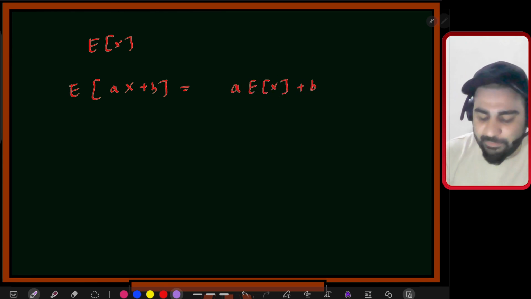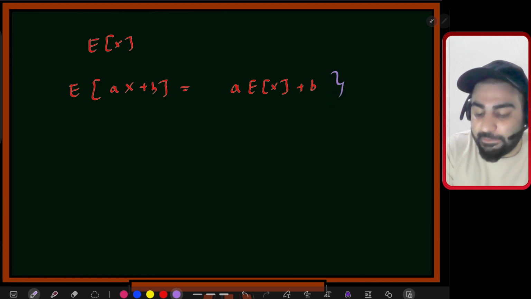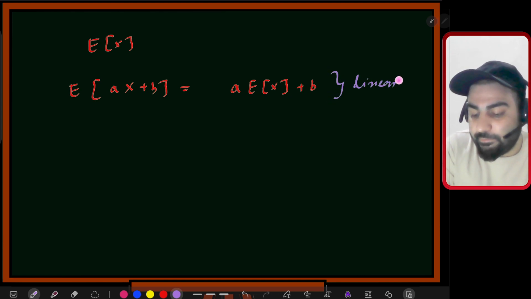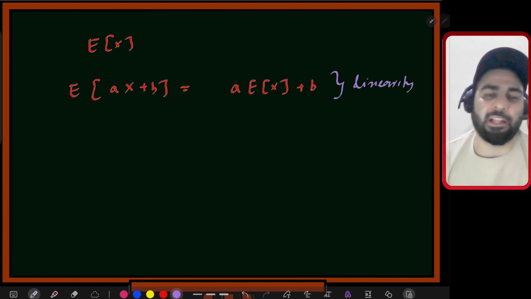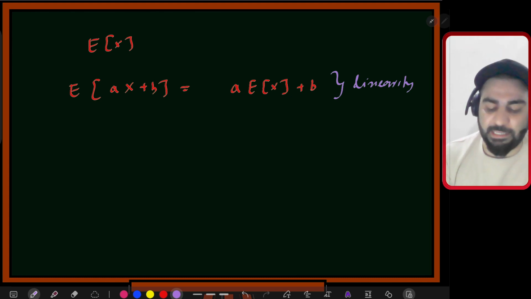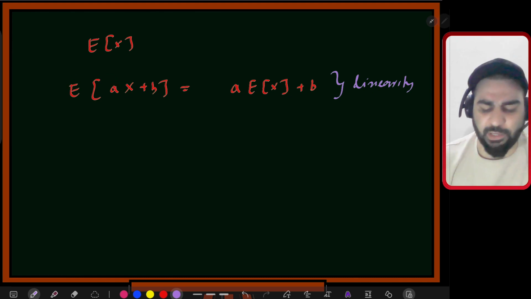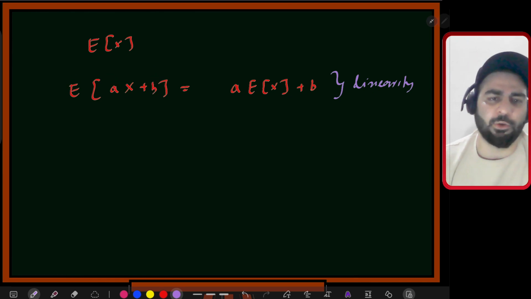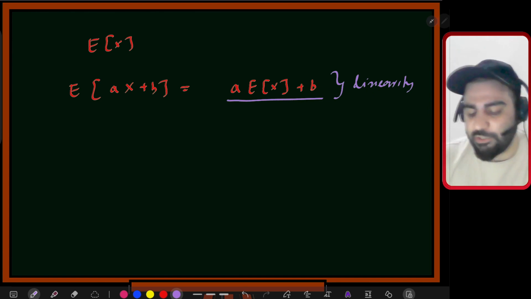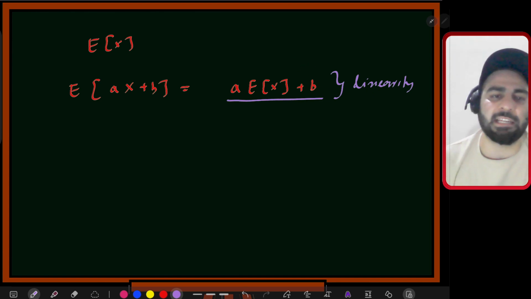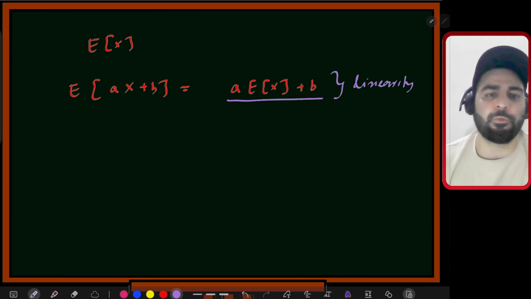This property in mathematics is called linearity. I don't want to get into details of what non-linear is, but just see that you did nothing. You just took this A out of the expectation, and you took this B out of the expectation. You treated them just as constants, and you got the new, updated expectation. How many of you understood the property of linearity?